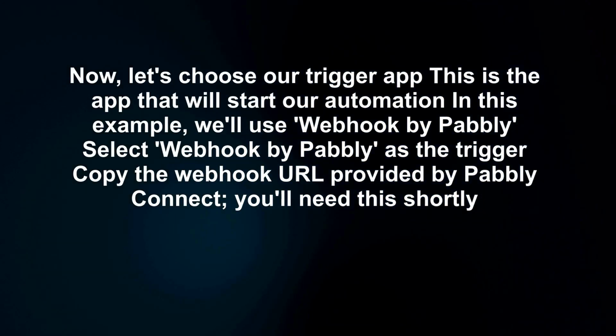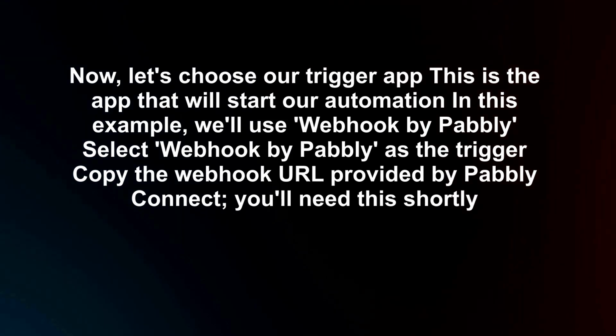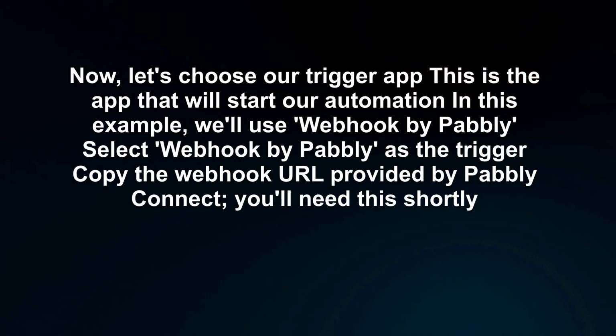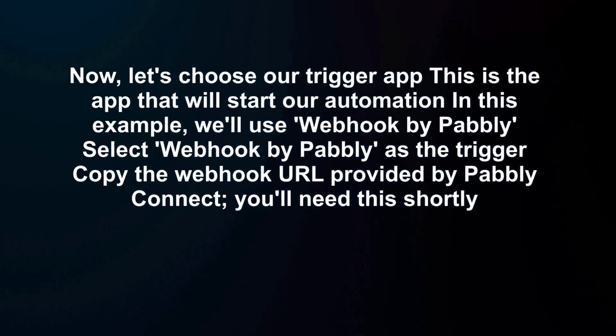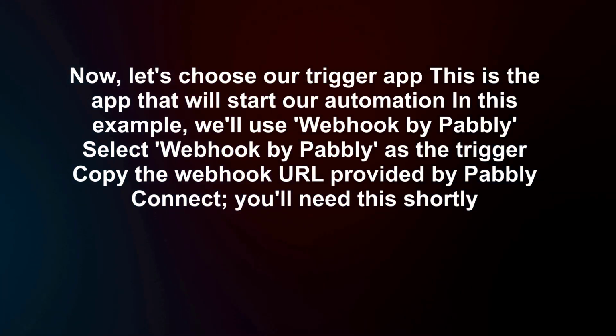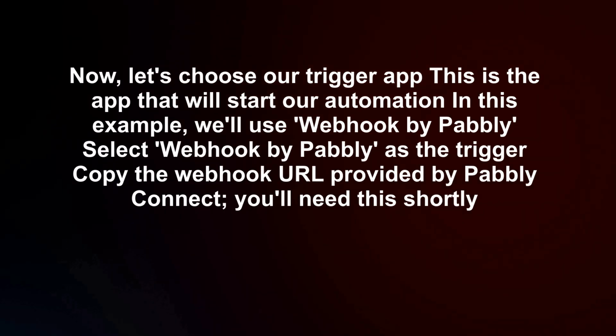Now, let's choose our trigger app. This is the app that will start our automation. In this example, we'll use Webhook by Pabbly. Select Webhook by Pabbly as the trigger. Copy the Webhook URL provided by Pabbly Connect.